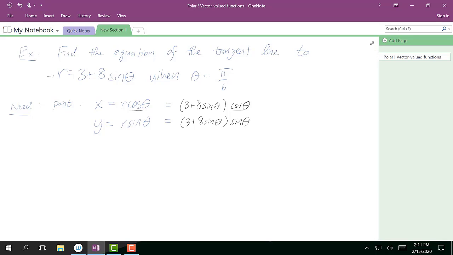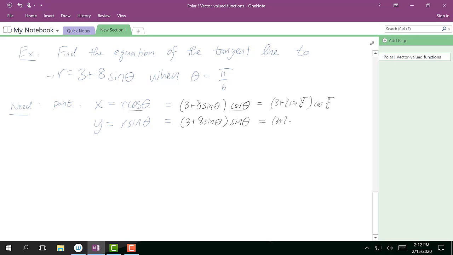So again, all I'm trying to say is we need two things to find the equation of a tangent line. We need the point of tangency and the slope of the tangent line. So what I'm doing now is finding the point in rectangular coordinates, x, y. So we have x equals r cosine theta from before, if you watched the previous video at the end, and y is equal to r sine of theta. And so now we want to know this point, the value of this function when theta is equal to pi over 6.